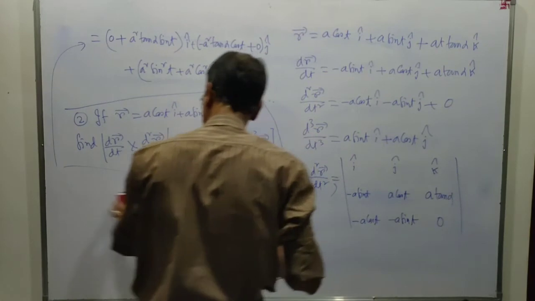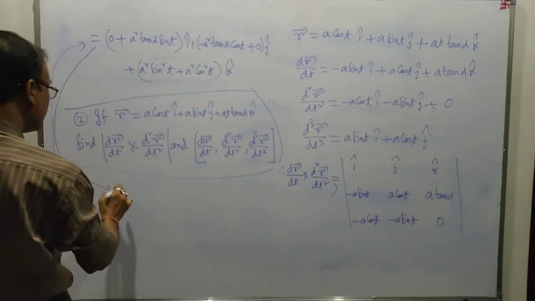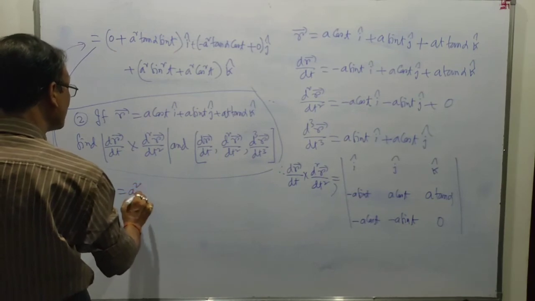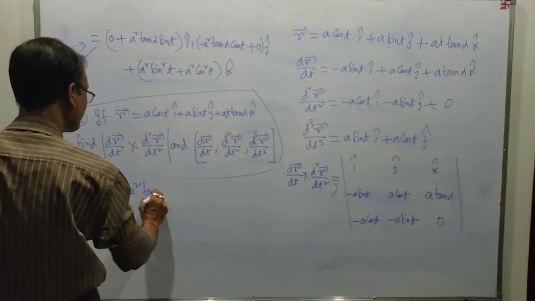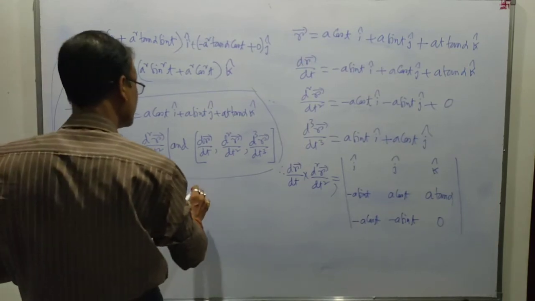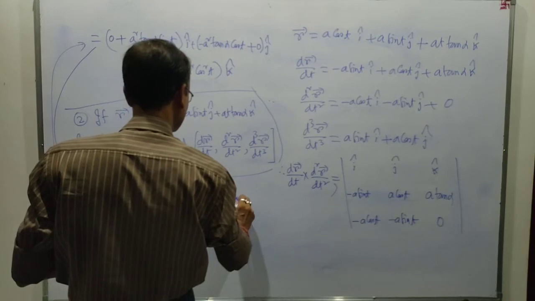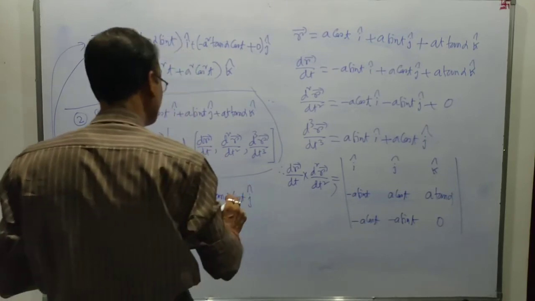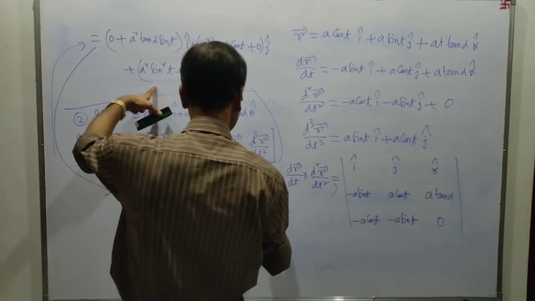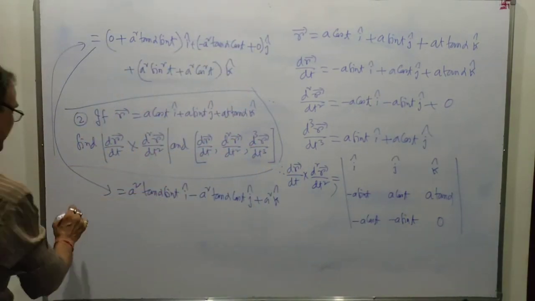Cos square t. From this, I am writing here. This is equal to a square tan alpha sin t i cap minus a square tan alpha cos t j cap plus a square k cap. Simply. Now you have to find the determinant.